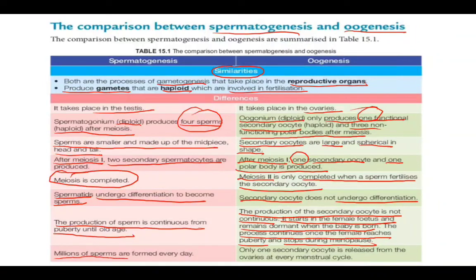Millions of sperms are formed every day. Only one secondary oocyte is released from the ovaries at every menstrual cycle. So this is the comparison between spermatogenesis and oogenesis.